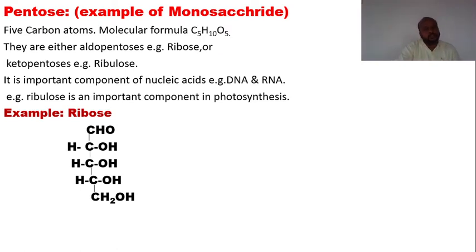So here this is the structure of ribose. How many carbons are there? 1, 2, 3, 4, 5 carbons are there. That is pentose, and what is a well-known example of the pentose?